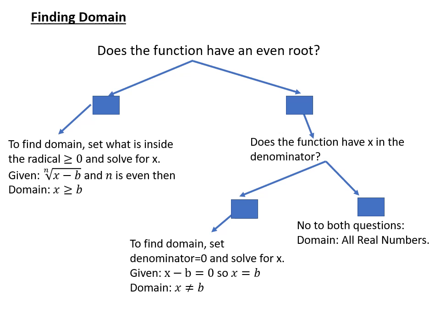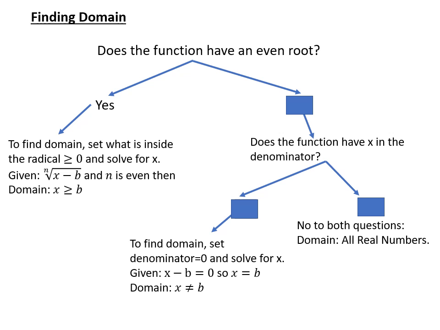So finding domain, we have a decision tree. First question we ask: does the function have an even root? If yes, we take what's inside the radical, set it greater than or equal to 0, and solve for x. Whatever that happens to be is the domain.